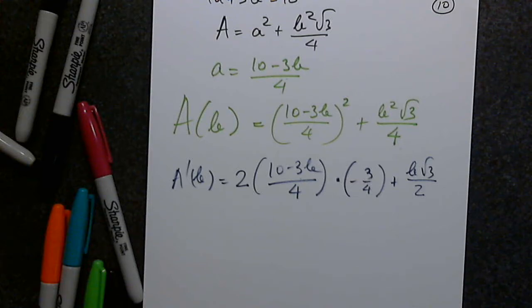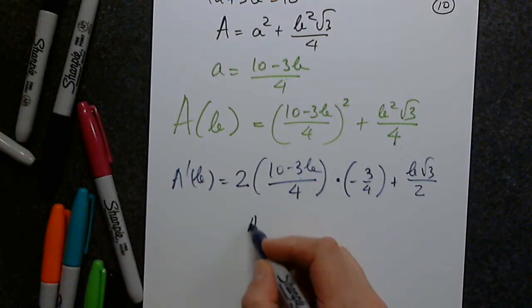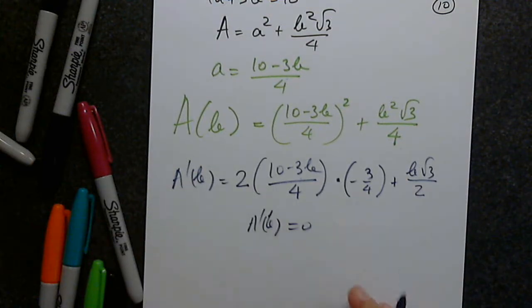Now this is ugly. I have no choice. I have to set it equal to 0. It's linear, but it's ugly because of all those quantities in there. But I have no choice. So I set A prime equal to 0.